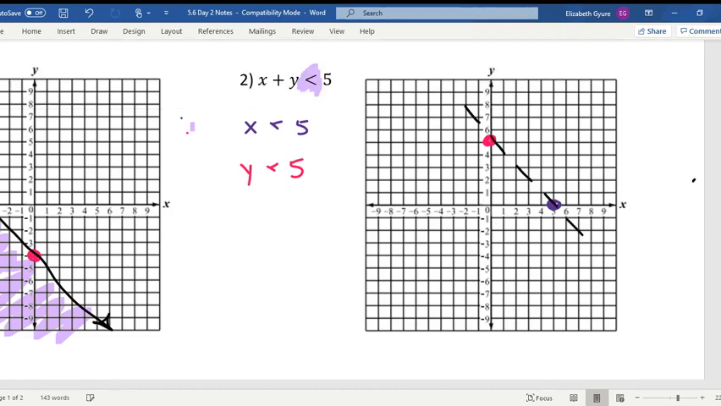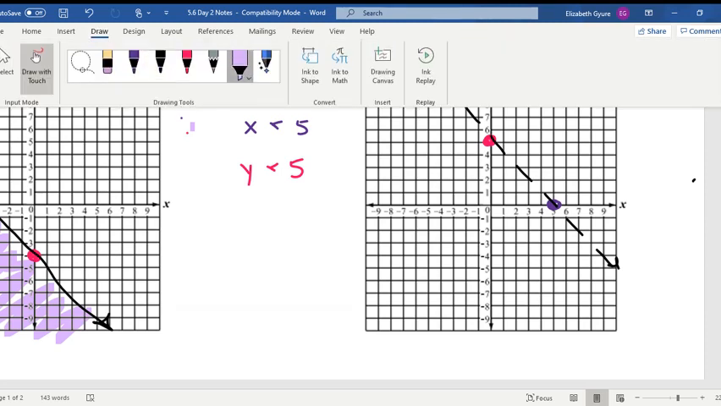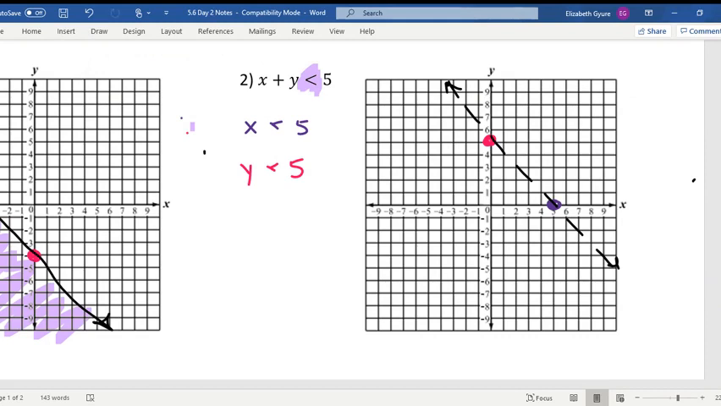So we are going to put our dotted line going through. And now we need to decide where to shade. So this is a less than. So Alex, do you remember from yesterday, if it's less than, should I shade above or below? Yep. If it's less than, we want to shade below. Good.